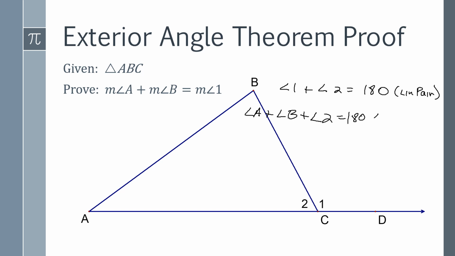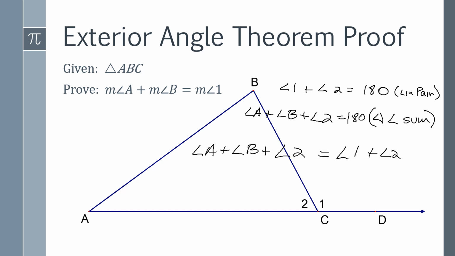Okay, that's triangle angle sum. They add up to 180. Well, both sides of this are equal to 180. So angle A plus angle B plus angle 2 equals angle 1 plus angle 2. And that's by substitution.